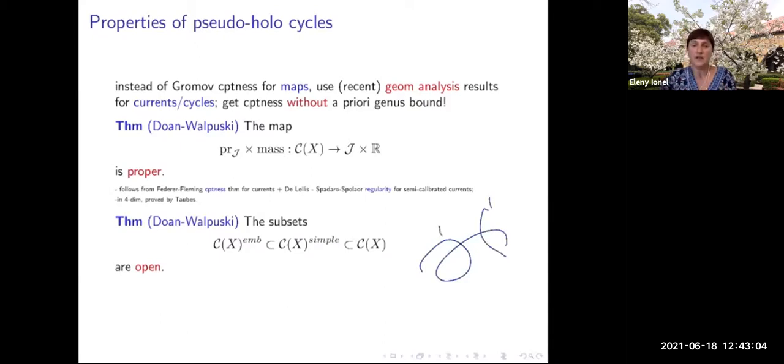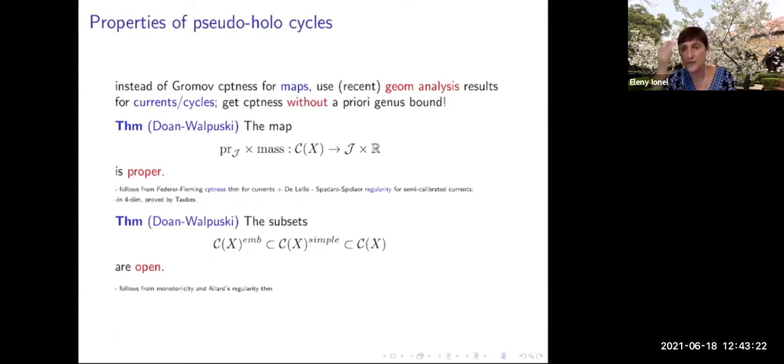Okay. If you look at the subset of simple ones, or the subset of embedded ones, it means their support is also embedded, right? So it's an embedding, it's smooth. These are open subsets. Okay. This is a bit harder to prove.